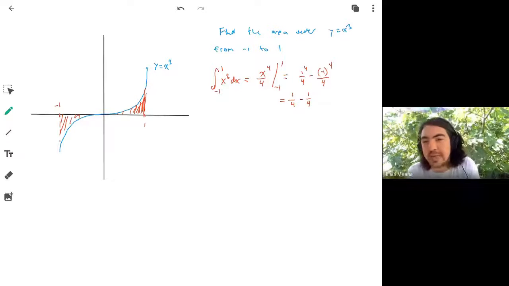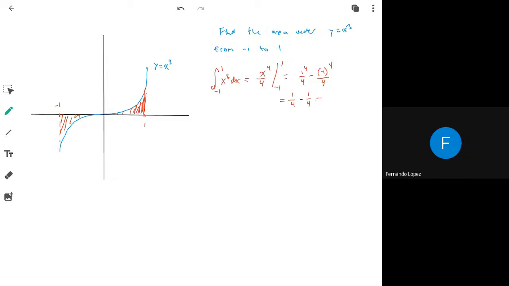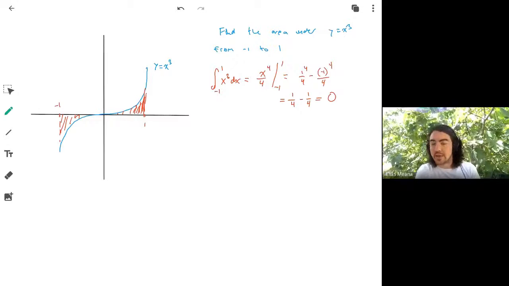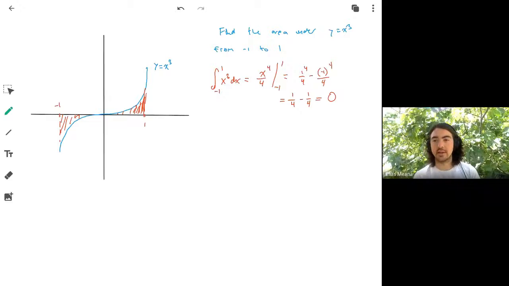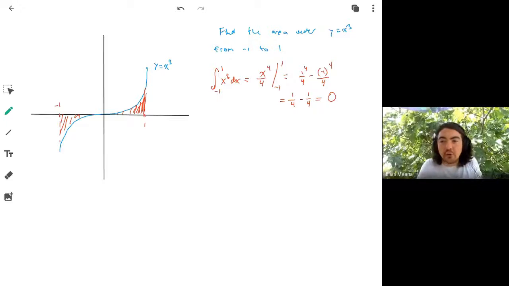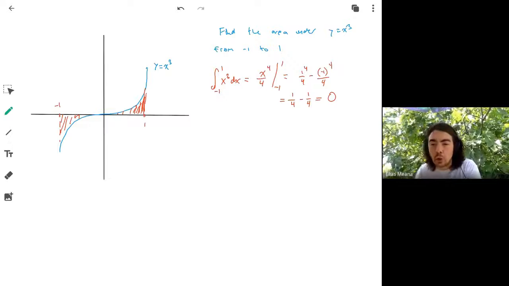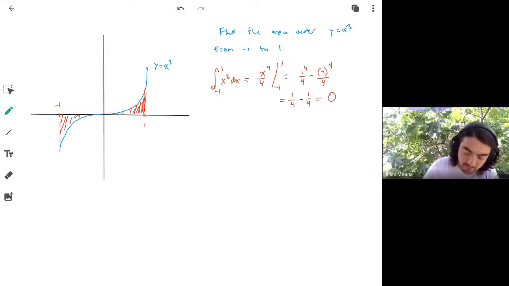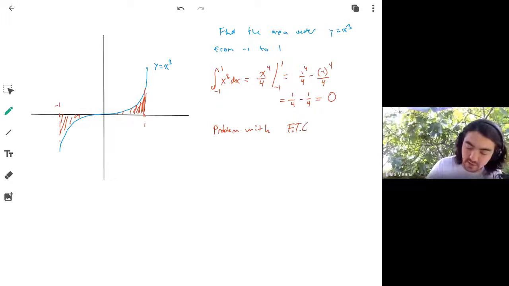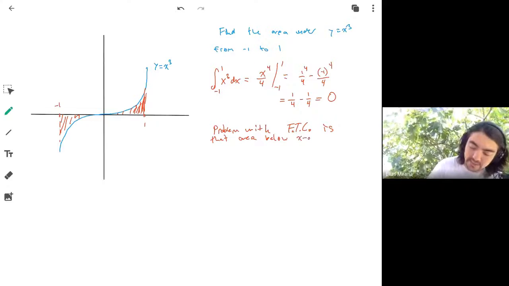What is 1/4 minus a fourth? 0. Okay. So this is strange because the fundamental theorem of calculus is failing us here, right? It's telling us that there's 0 area, but I just drew the area and it's clearly not 0. Well, guess what? Anything that's below the x-axis, okay, so this is a problem with the fundamental theorem. So the problem with the FTC, fundamental theorem of calculus, is that area below the x-axis is considered to be negative.